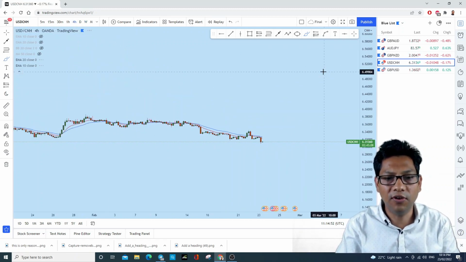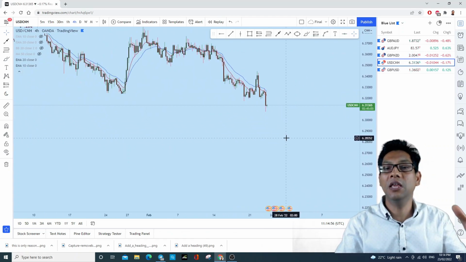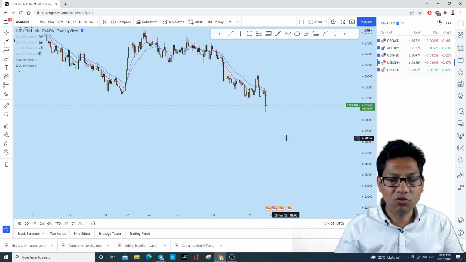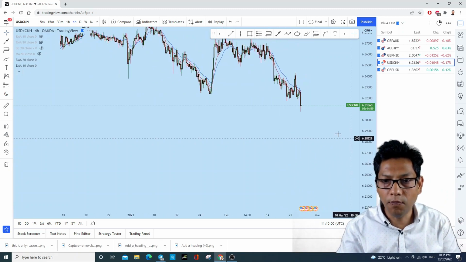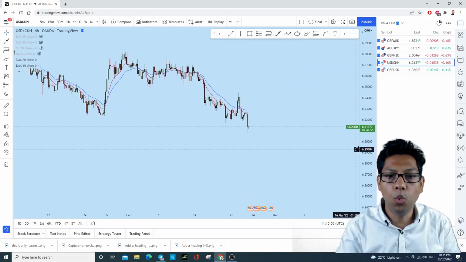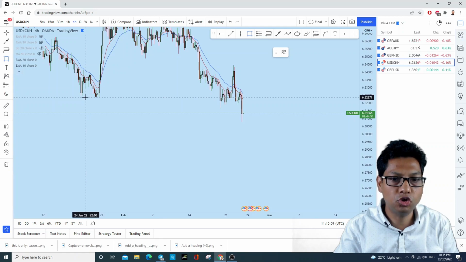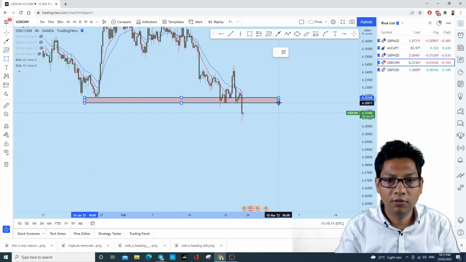Let's see on the 4 hour now how we can trade it. We have confirmed that USD CNH is in a downtrend, and it is likely to drop. Confirmed means not guaranteed, likely to happen. Now where to sell USD CNH? Let me show you the strong level of resistance.